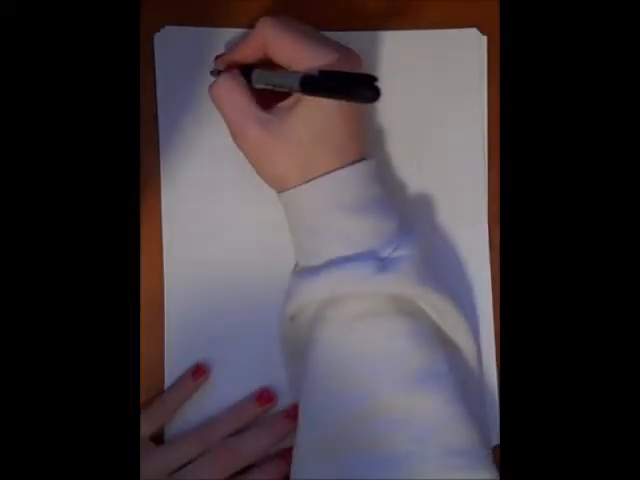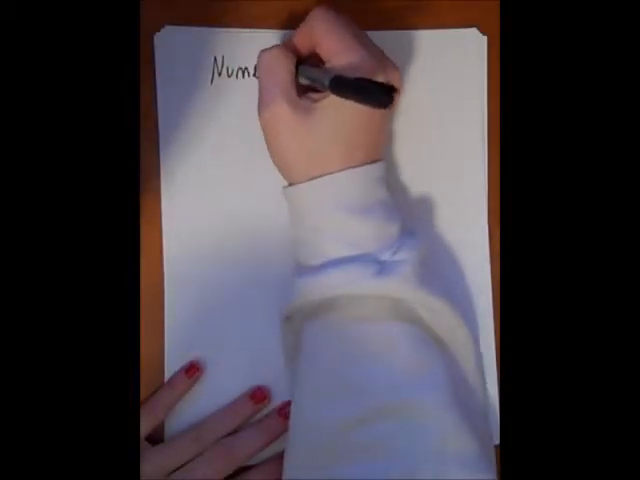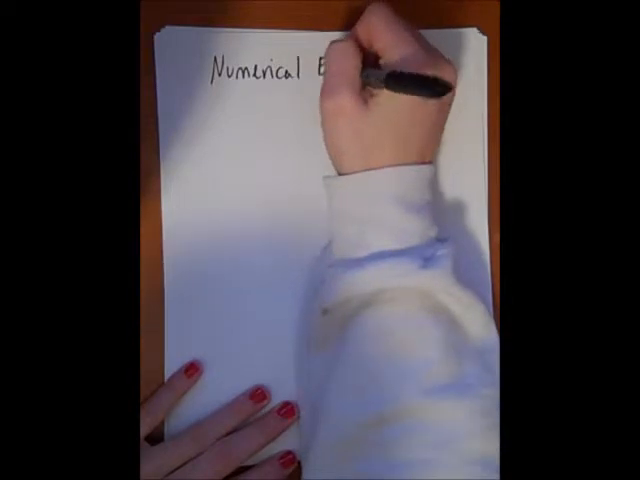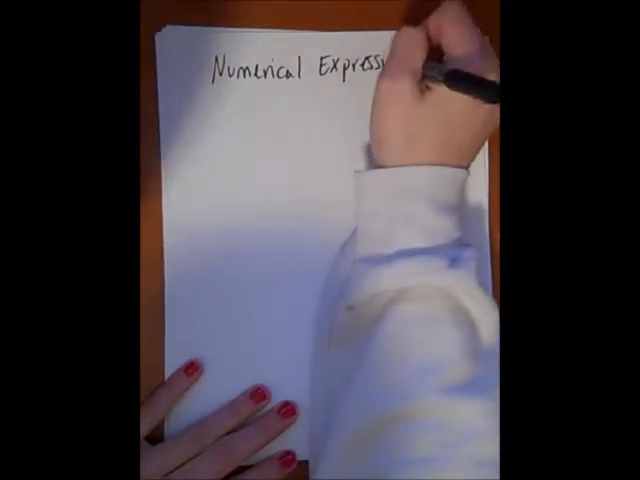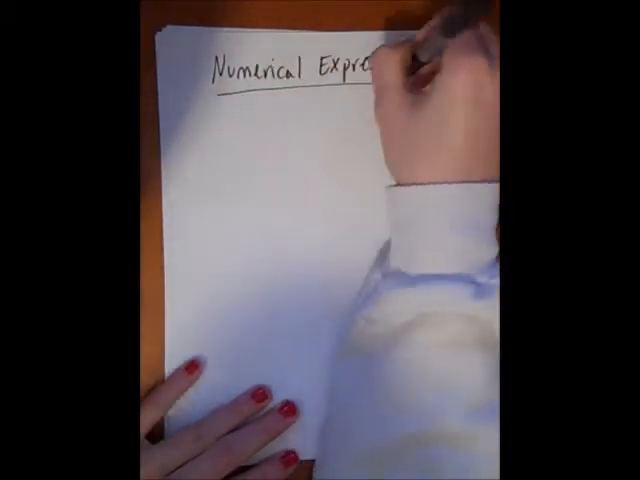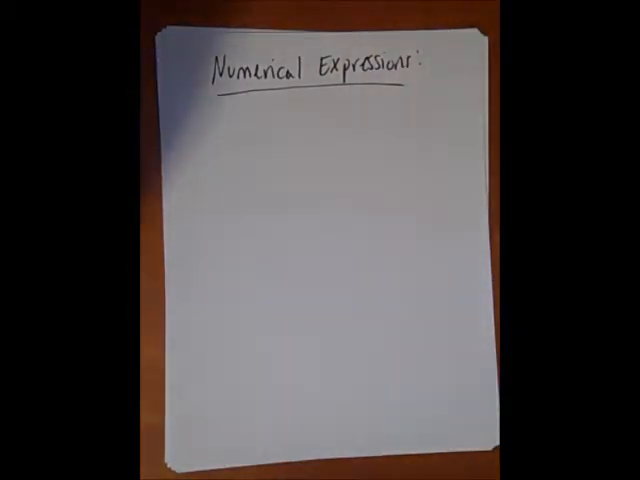So the next section to talk about is numerical expressions. This is where we have a string of arithmetic that we're doing, and we want to know kind of what do we do first, what do we do second, etc.